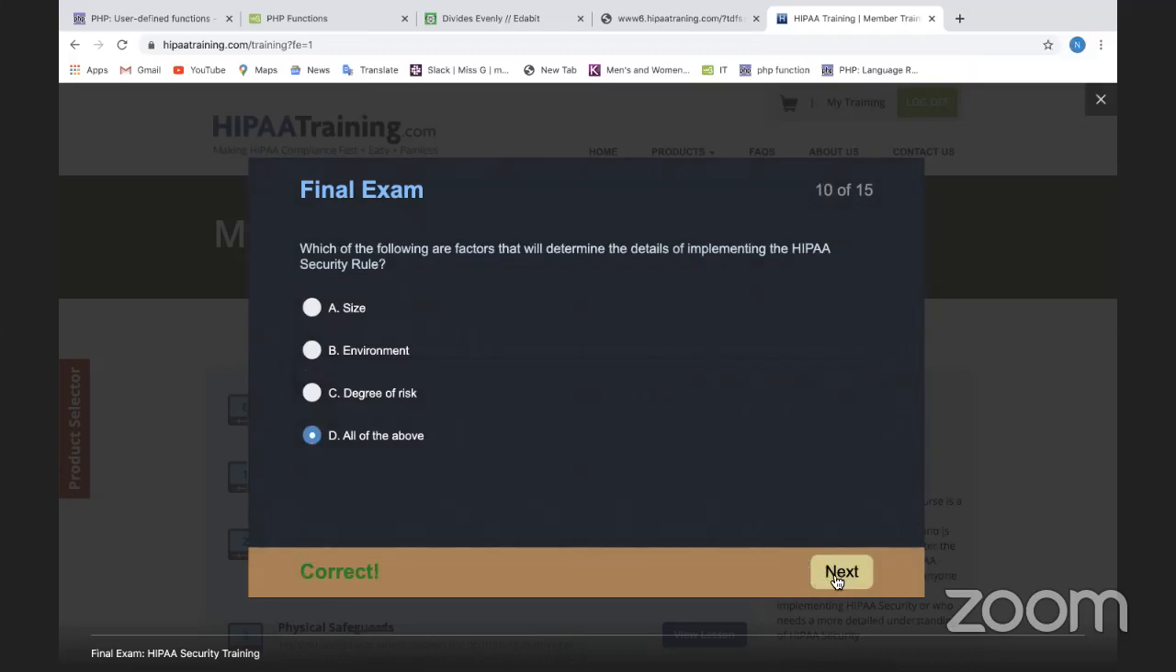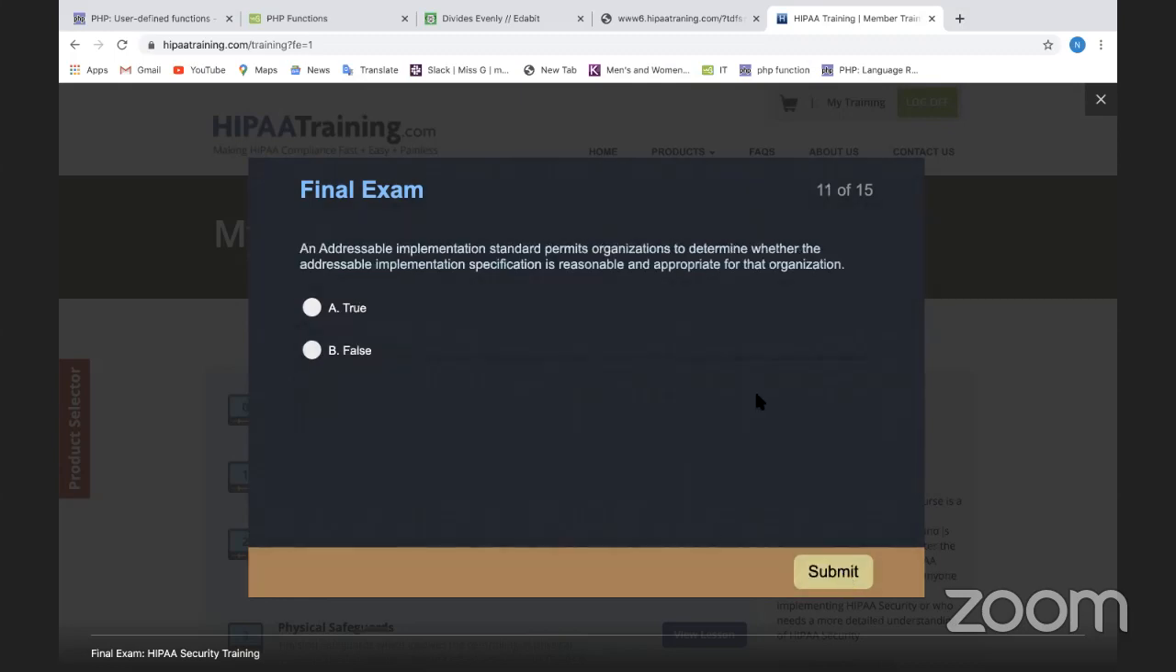Hozir yana ikkita ursa bo'ldi, o'tdingiz 100%. An addressable implementation standard permits an organization to determine whether an addressable implementation specification is reasonable and appropriate for that organization. Is that correct? Yes, right? True, right?